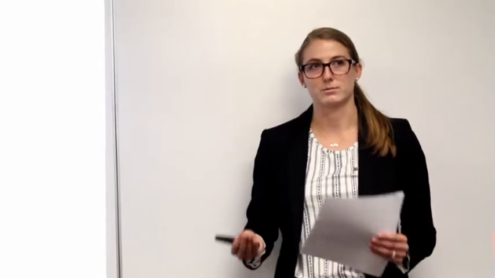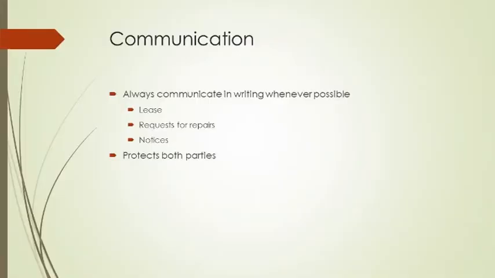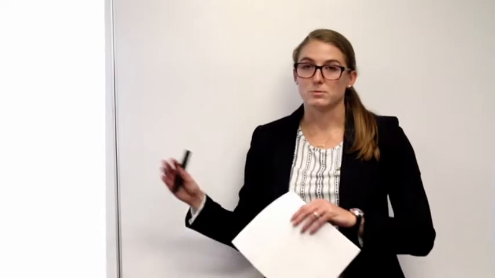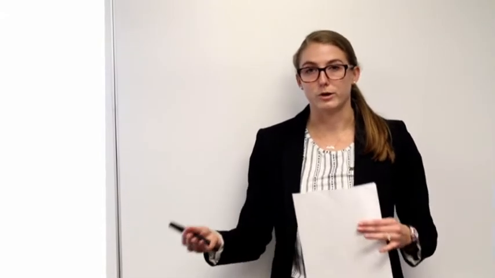Tenants, you should do requests for repairs in writing. This way you know exactly when you asked the landlord for something to be repaired. Notices, as I said, are generally from the landlord to the tenant, but the tenant sometimes needs to give the landlord a notice, such as when they move out. That should be in writing as well. And as I mentioned, this protects both parties, so everybody knows what's happened when, who's asked for what, and you have a record in case there's a disagreement later on.